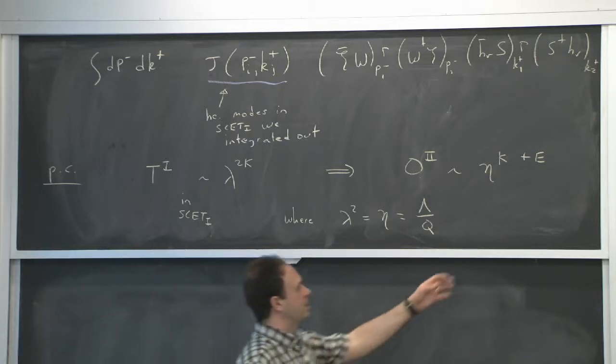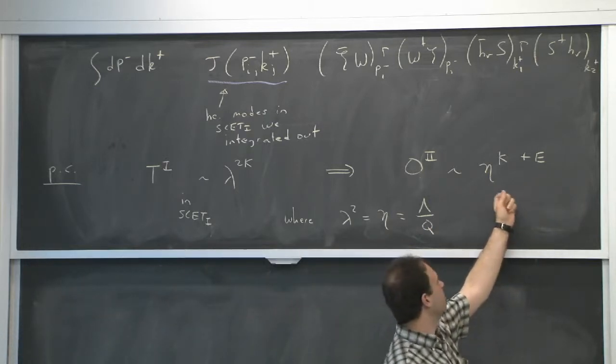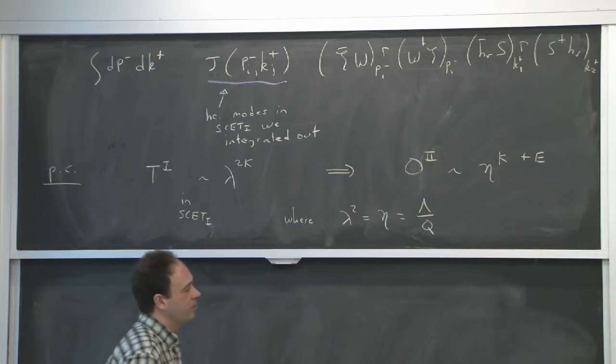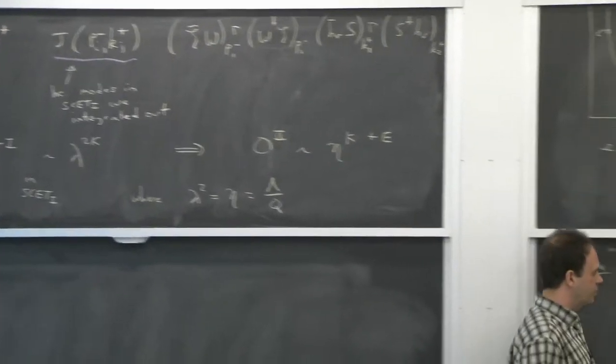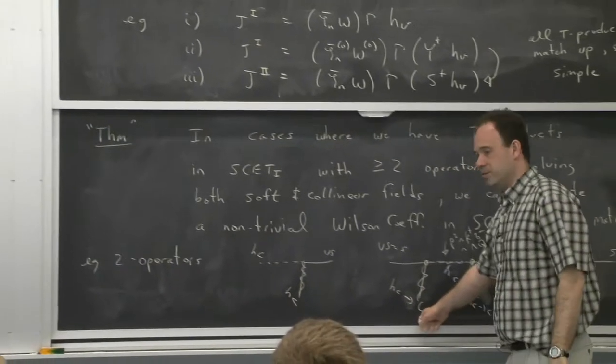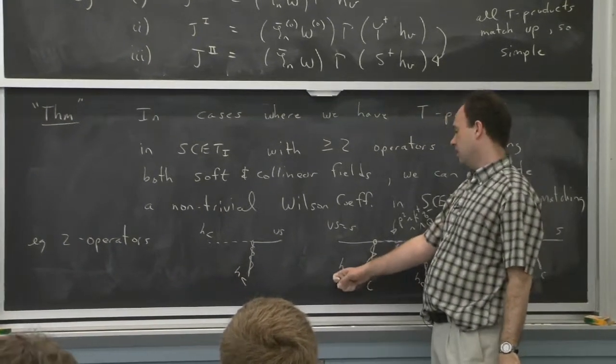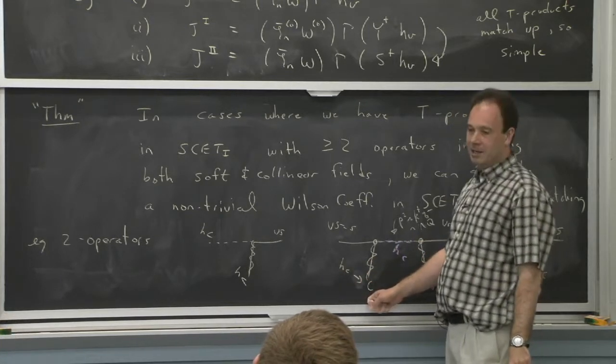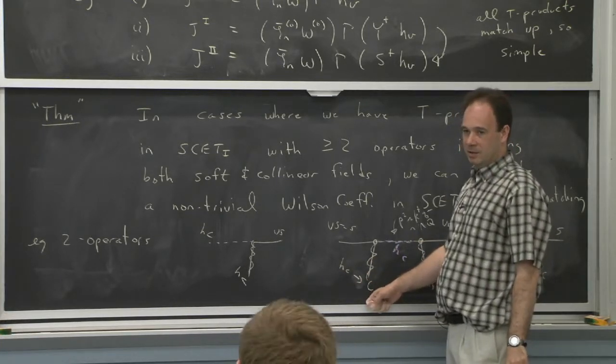But there's also this plus e. That means you can get additional suppression. And that plus e comes about from the fact that you also change the power counting for your external fields when you do this procedure. So something that was scaling like lambda in the hard collinear theory might become lambda squared, i.e. eta, in the SCET2 theory.